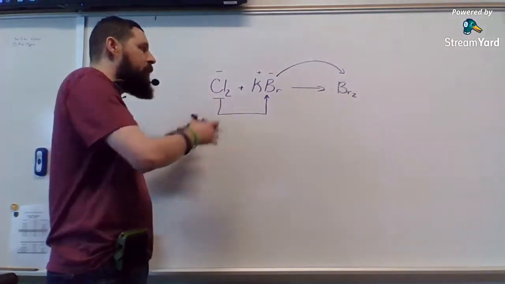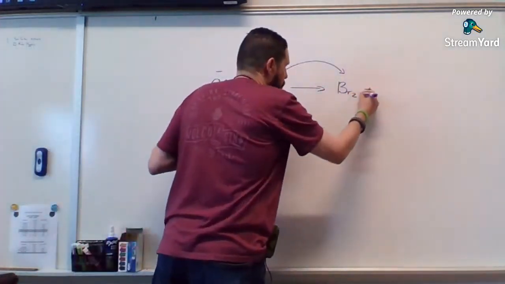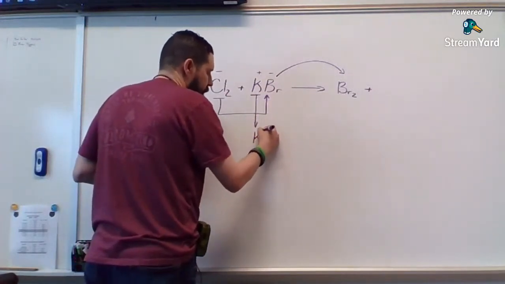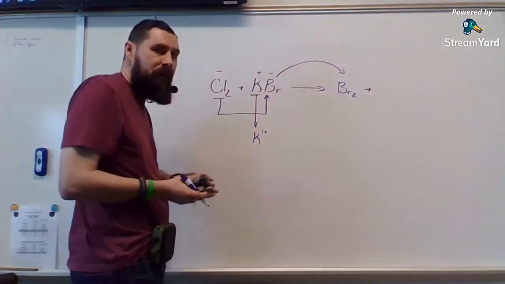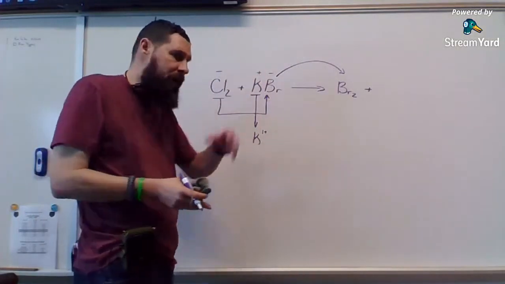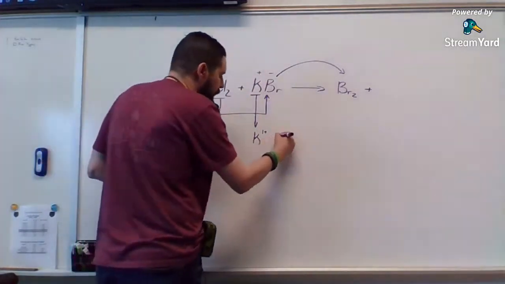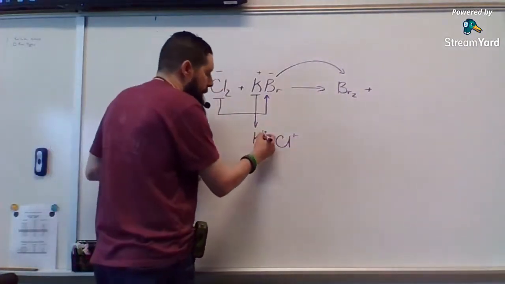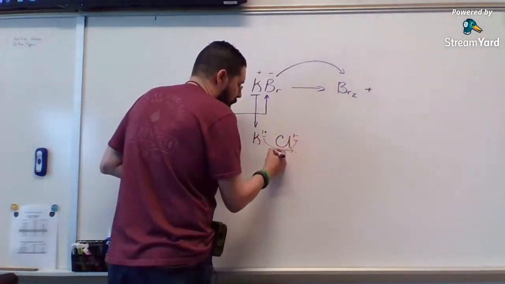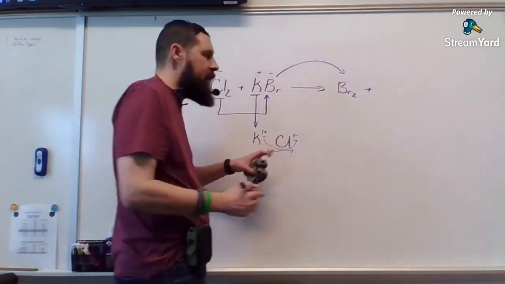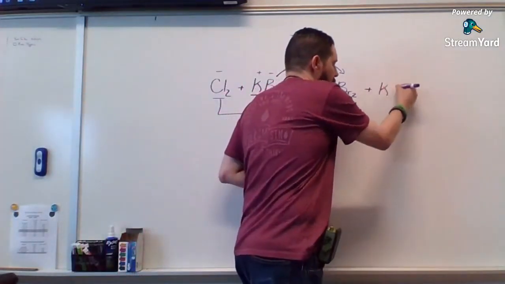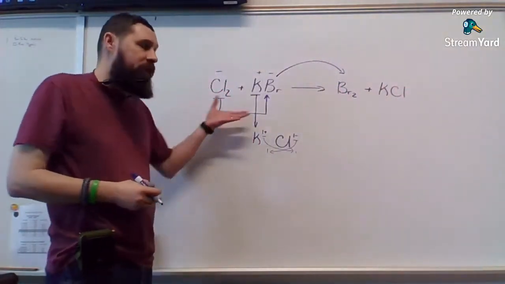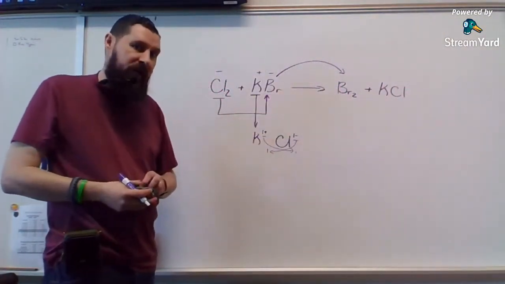So now for my new compound, I'm going to take that potassium, which would be a 1 positive charge. We find that 1 positive by looking at the column heading. Combine it with chlorine, which is a 1 negative. Cross down those charges, and I get KCl as my new compound. So this is what we'd predict for the reaction.